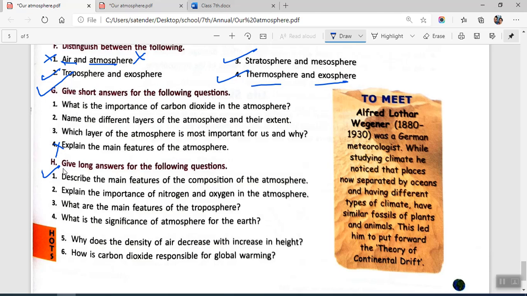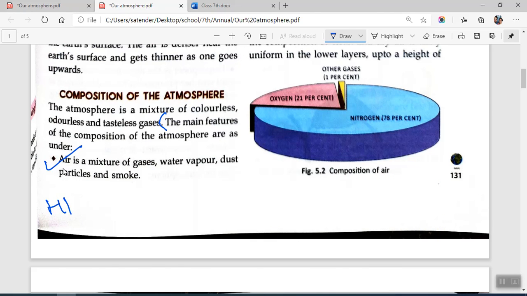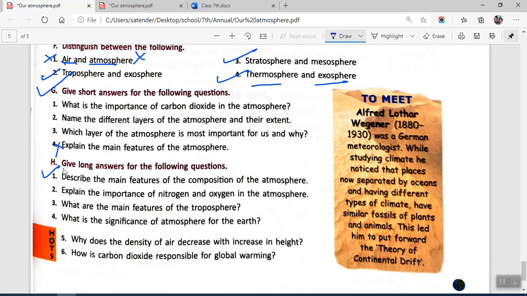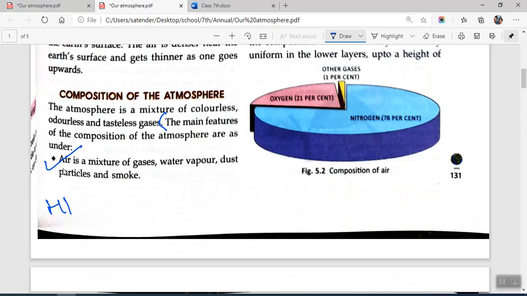Okay, this is your H1. This is the answer to H1. Now moving to H2. Explain the importance of nitrogen and oxygen in the atmosphere. Now we have to write differently for nitrogen and oxygen.